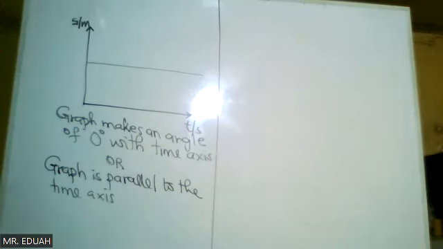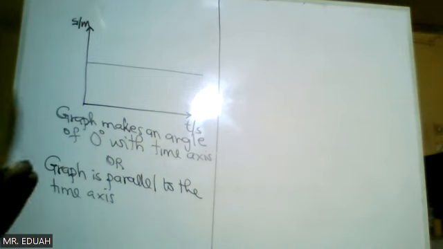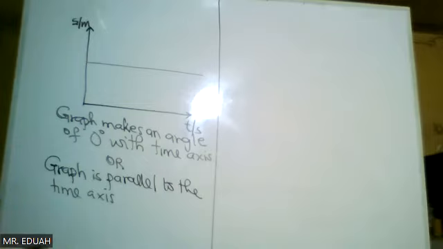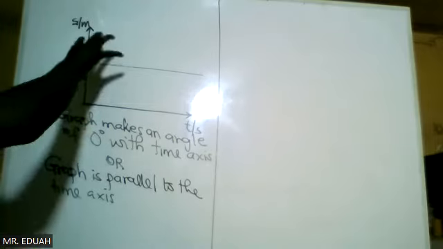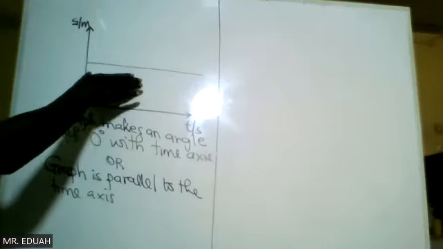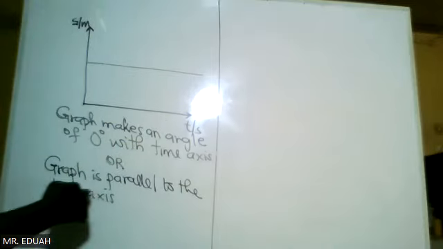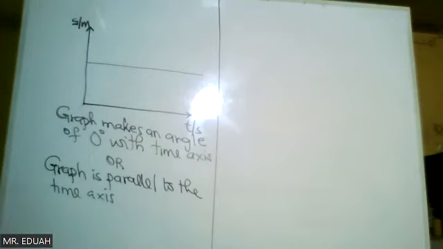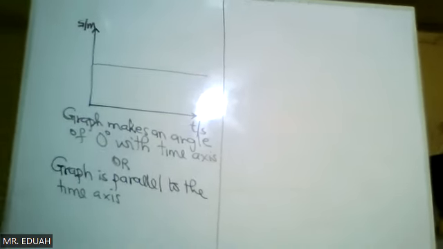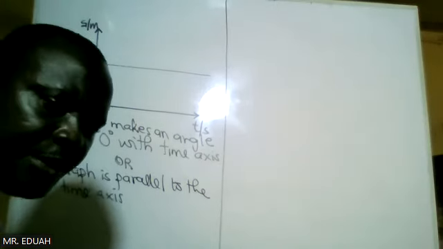The distance does not change. Okay, that is the opinion of Darko. Let's have other views. This is a displacement time graph. So if you have the motion being parallel to the time axis, what does it mean? What does the motion imply? Yes, anybody, quick one. Okay, Paulette.